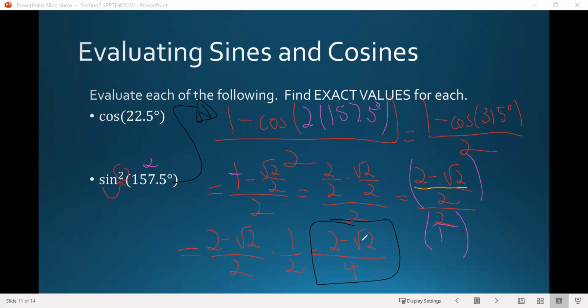Okay, so the exact answer for sine squared of 157.5 degrees is 2 minus root 2 over 4. And again, if we took the square root of that, we could actually find the exact value for the sine of 157.5.